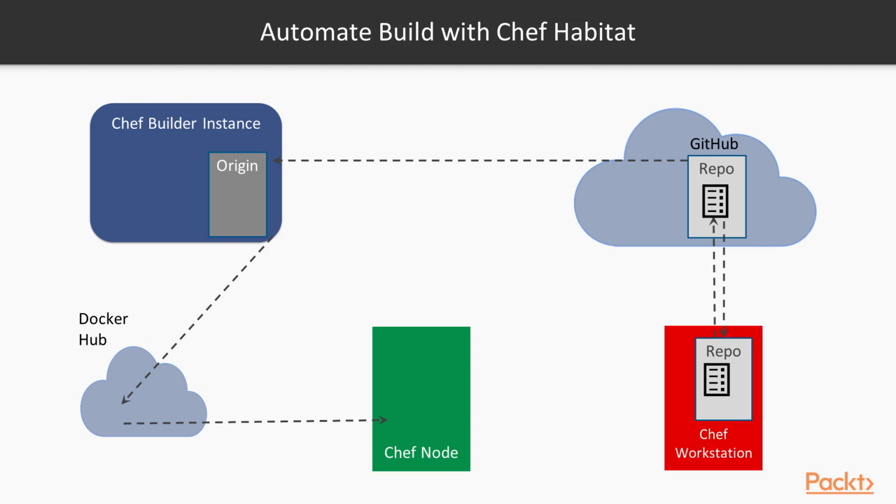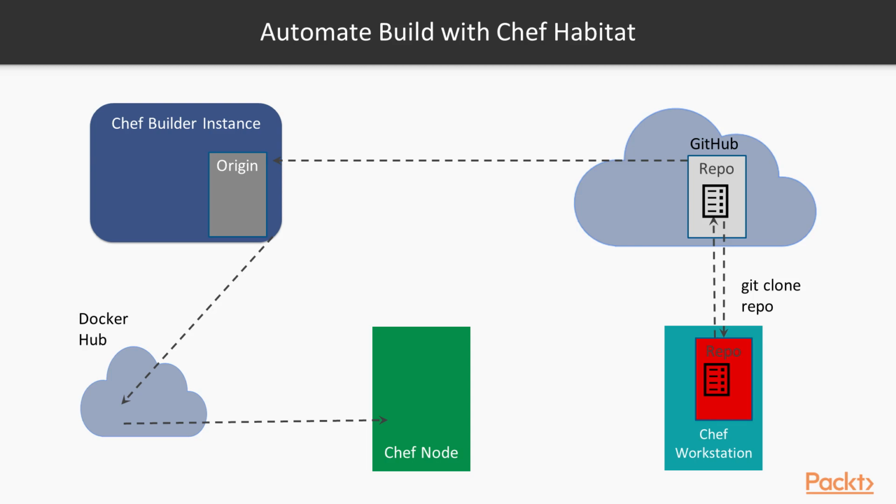So we already have a Chef workstation and a Chef Builder instance account created online, and we have several Chef nodes on which we can run our application. We have already created an origin, and we can push our built packages to that. We have a Docker Hub account in which we can push the images generated after the package is built. We have a GitHub account, and we can have a sample repository there which we would clone to our local workstation, which is the Chef workstation, and create a local repository.